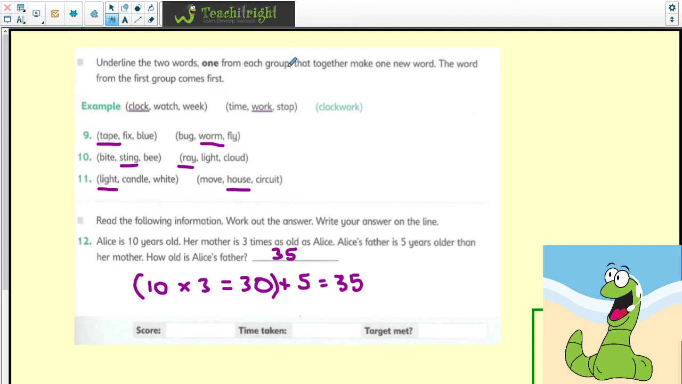Underline the 2 words, one from each group, that together make a compound word. So tapeworm, stingray and lighthouse. And then the last question, I think this is the last question of your homework. Alice is 10 years old. Her mother is 3 times as old as Alice. So 3 times as old, that would make Alice's mum 30. Alice's father is 5 years older than her mum. So add 5 on, we get 35.